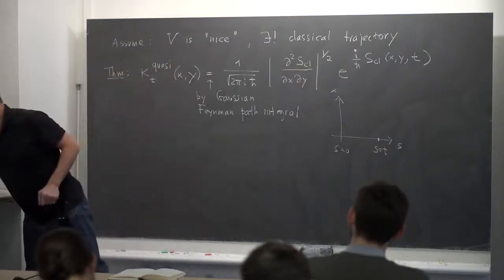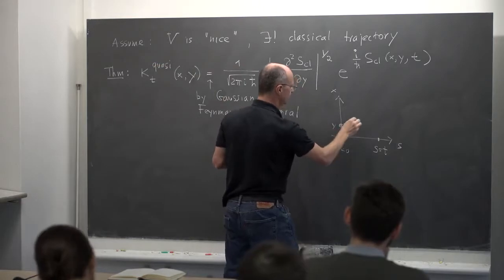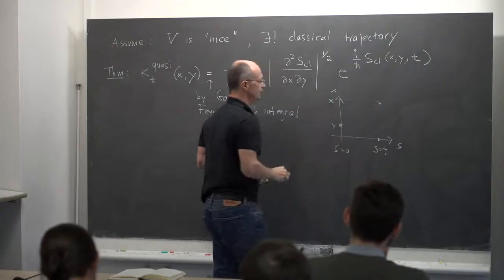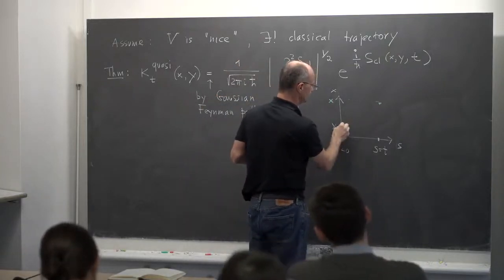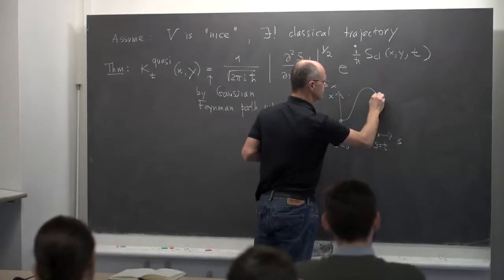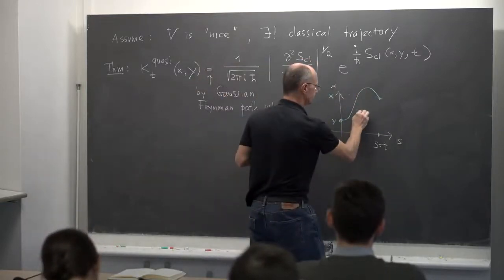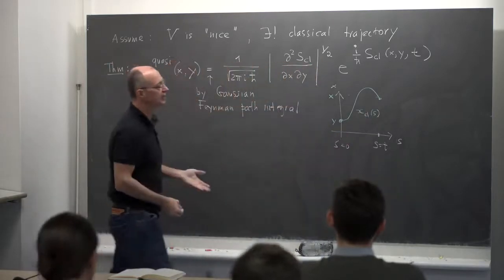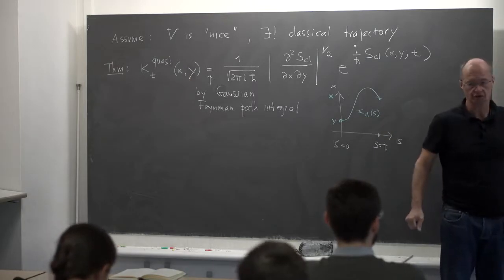Now there is an initial point, the point y, and here there is a final point, the point x. We assume that there is a unique classical trajectory which goes in time t from x to y. I don't know, something like this, right? So this is x classical of s. Now, similar to this calculation here, we compute S classical on that trajectory.